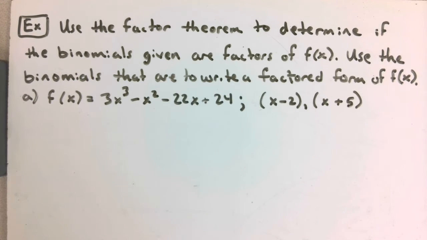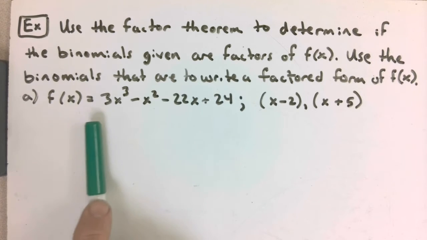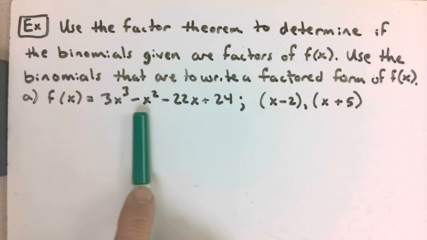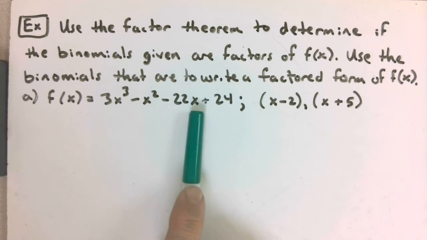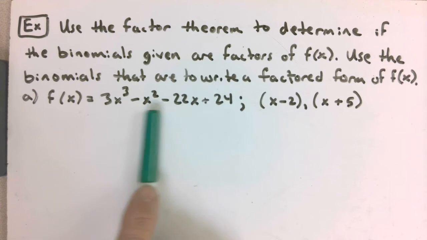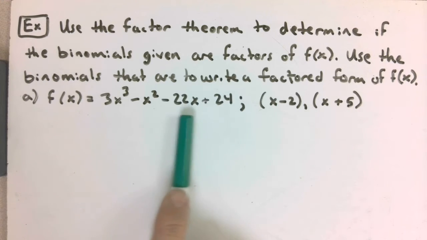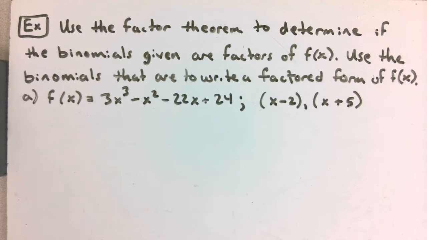The directions for this example are to use the factor theorem to determine if the binomials given are factors of f of x. So, at least for the first part of the directions, we're going to take a look at this given polynomial, and we're going to see if x minus 2 is a factor of that. We also want to see if x plus 5 is a factor of that.